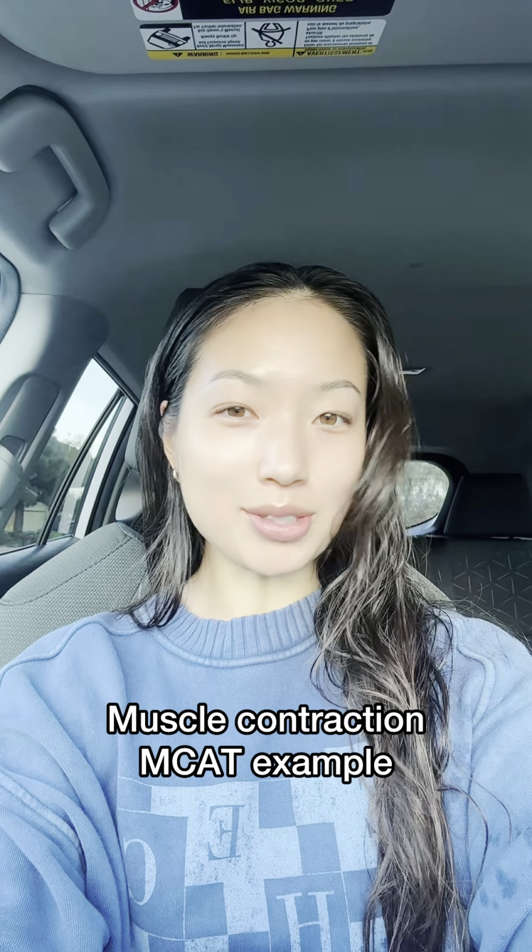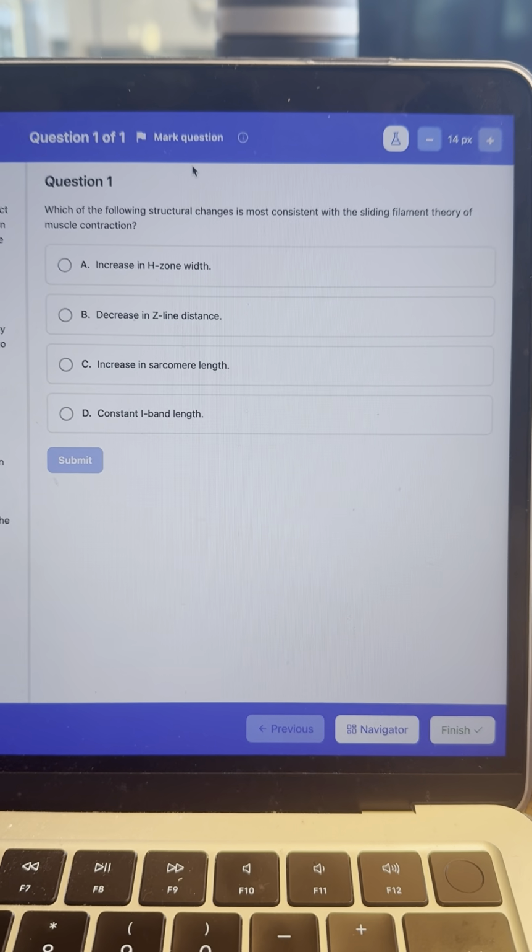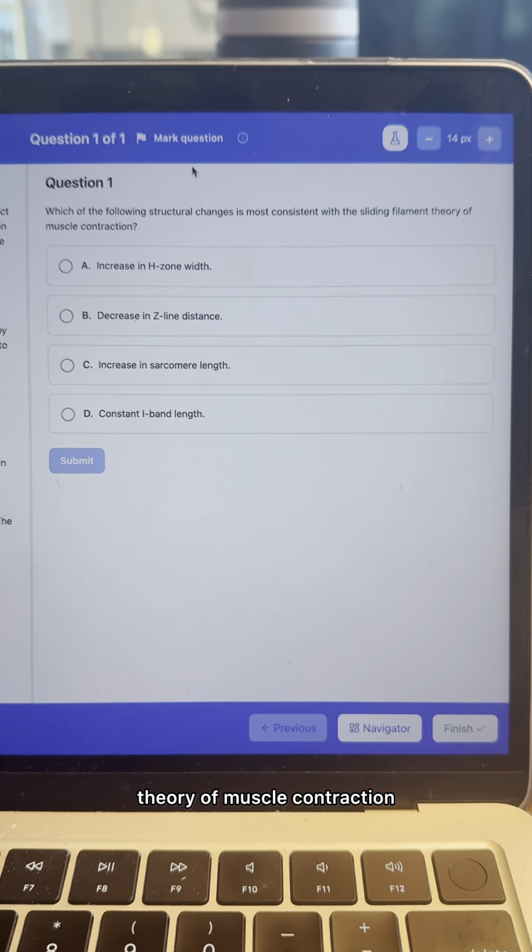MCAT example problem on muscle contraction. Which of the following structural changes is most consistent with the sliding filament theory of muscle contraction?